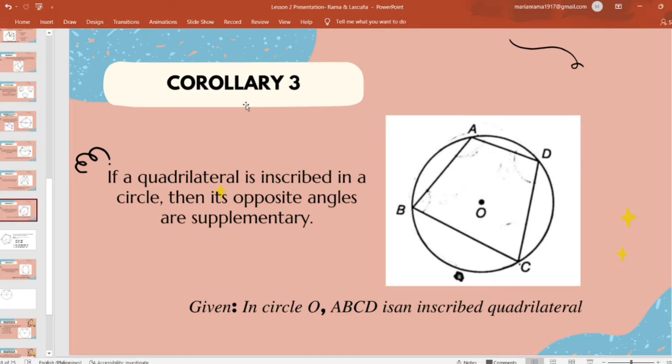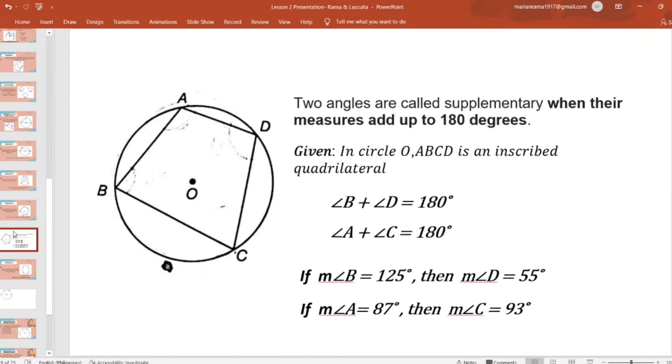Next, we have here Corollary 3. If a quadrilateral is inscribed in a circle, then its opposite angles are supplementary. So we have here a circle O, with A, B, C, and D inscribed, forming a quadrilateral. What does supplementary mean? Two angles are called supplementary when their measures add up to 180 degrees. So given here in our circle O, we have ABCD as an inscribed quadrilateral.